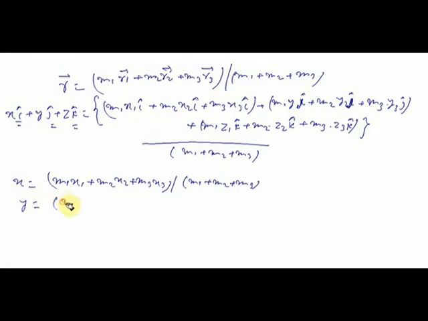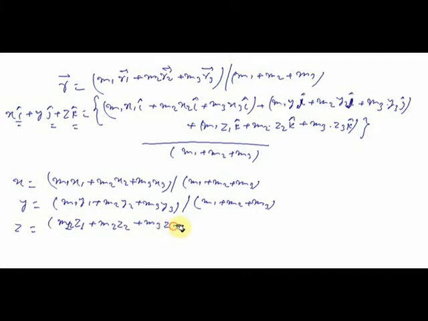Y is nothing but m1 y1 plus m2 y2 plus m3 y3 by m1 plus m2 plus m3, and z is nothing but m1 z1 plus m2 z2 plus m3 z3 by m1 plus m2 plus m3.